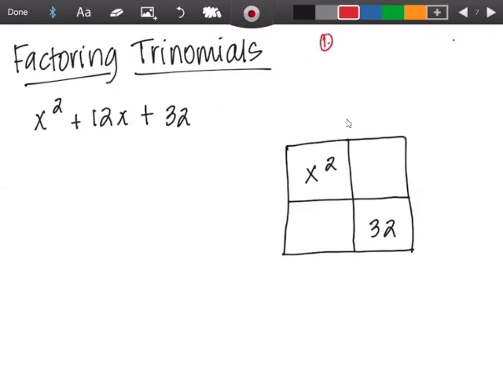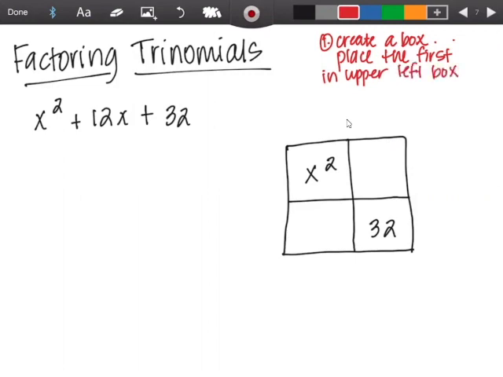to create a graphic organizer. So I'm going to say create a box for the amount of terms that you have. And then we're going to place the first term in the upper left box and place the last term in the lower right box. Okay. All right. So we've done that already.